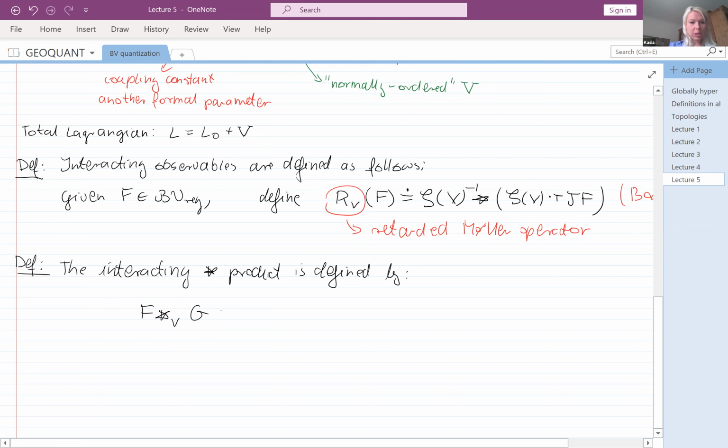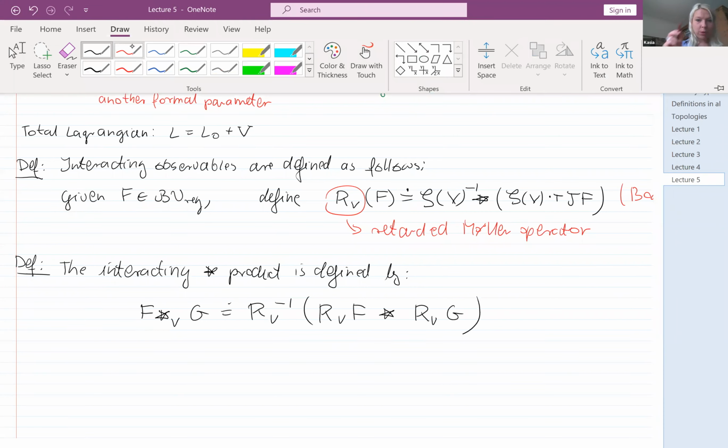F star G, well, there is an obvious way to do it. So we just deform our free star product with those maps. And there are some interesting properties here.